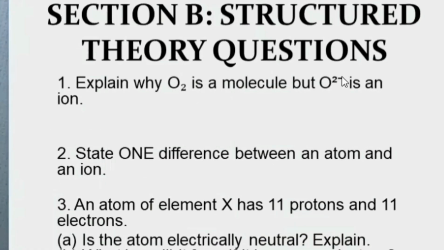It is an oxygen atom that has what? Gained. It has gained what? 2 electrons to become what? An anion. So that is why O2 is a molecule, and O2 minus is an ion.